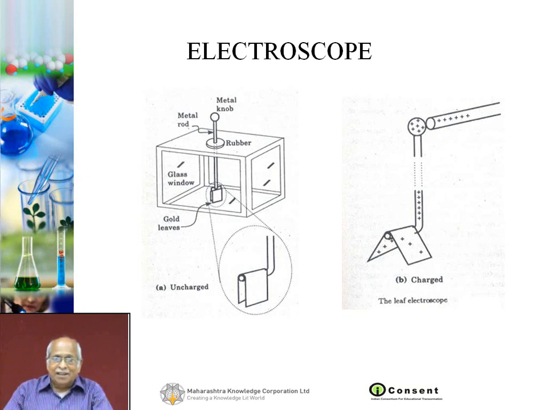At the lower end, there are two very, very thin gold strips. These are called gold leaves supporting from the metal rod. It is shown more clearly on the lower part of the box.